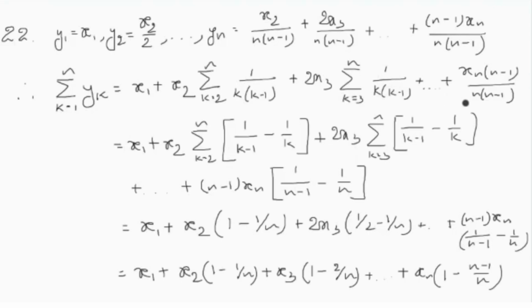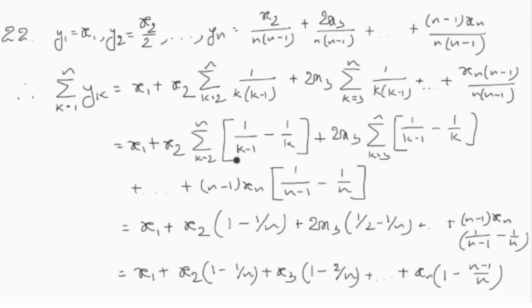And this goes on, and xn appears in only one term of the summation yk, which is yn, and xn by n, I can basically write down as xn into n minus 1 by n into n minus 1. So I have just done some simplifications: I've written 1 by k into k minus 1 as 1 by k minus 1 minus 1 by k. And I have added it, and it's obviously a telescopic series, so all the terms get cancelled.